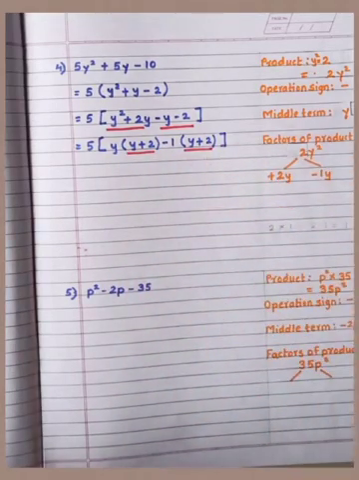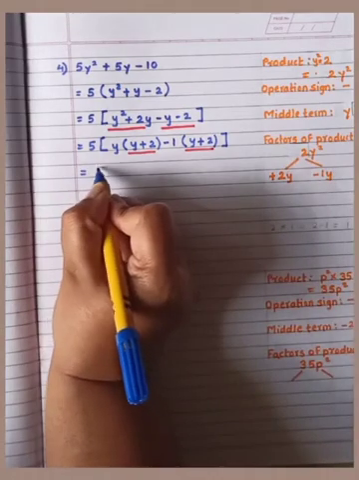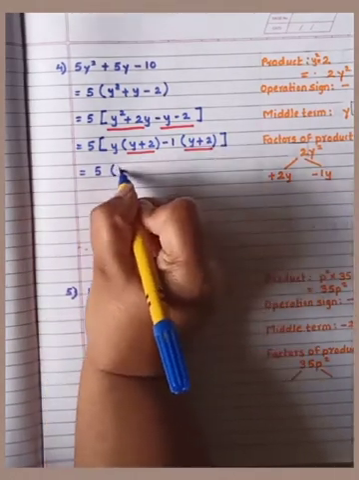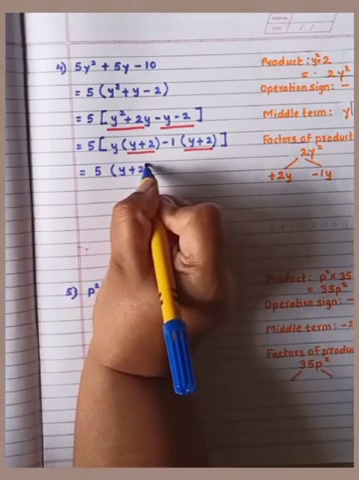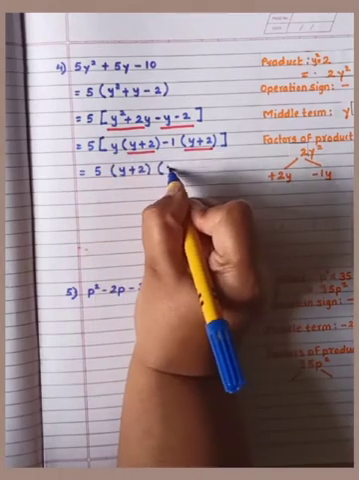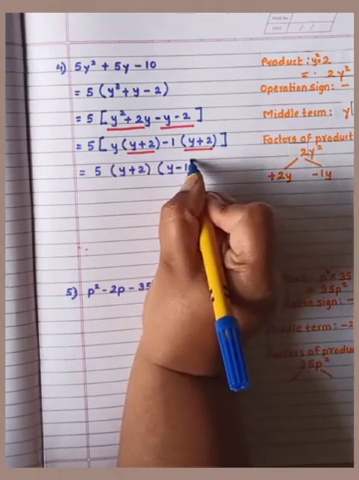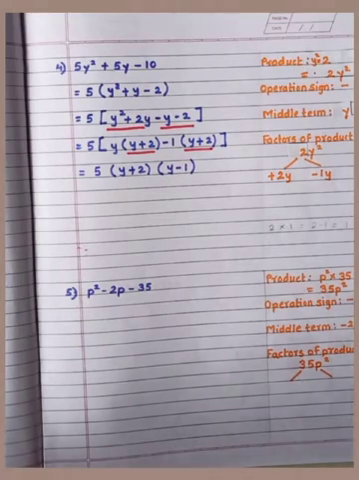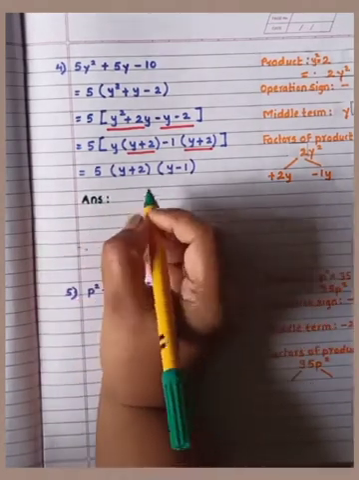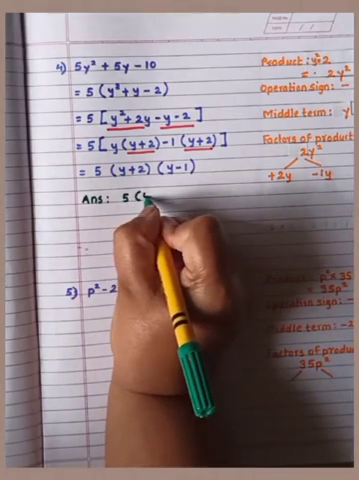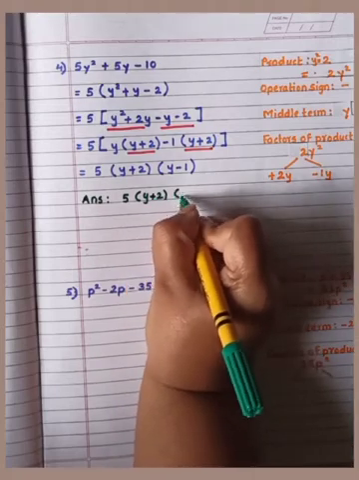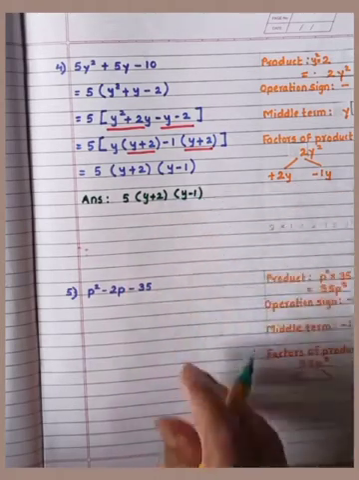Okay. Now the next step, 5 remains as it is. This common bracket we will write down 1. So y plus 2, and in another bracket remaining term, that are y minus 1. Okay. So we got here answer 5 y plus 2, and in another bracket y minus 1.